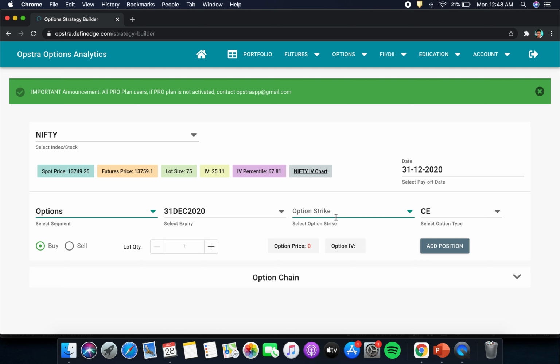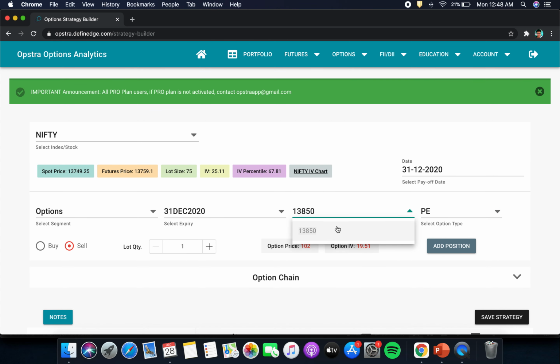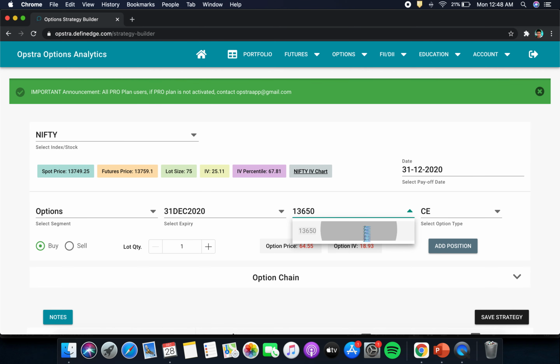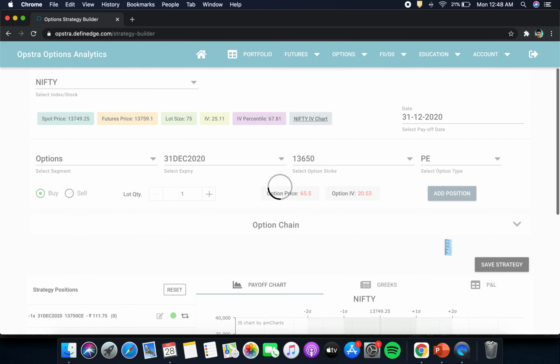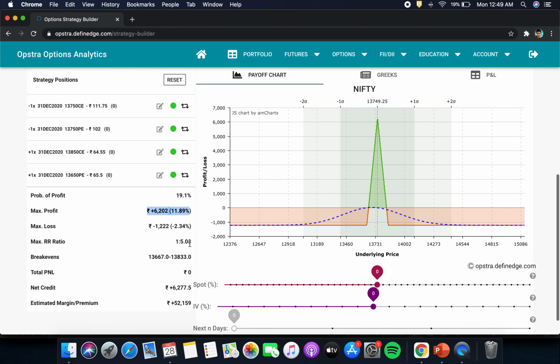So again, Nifty at the money is 13,750. So basically we'll create a straddle first of all. And now we basically can hedge this with a 13,850 call option and a 13,650 put option. So this is what it is, and as mentioned the probability of profit is low, but if the market expires at 13,750, you are going to make a profit of roughly 6,200.